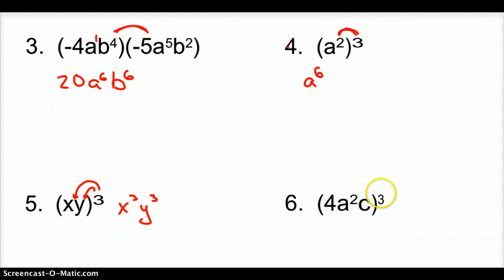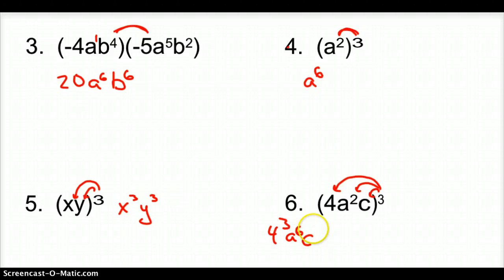Same with 6. Now we have 3 different things inside those parentheses, so that 3 has to go to the 4, it has to go to the 2, and it has to go to the c. Well, when it goes to the 4, it's just 4 to the 3rd for right now. And then remember, it's a power to a power when we go to a squared, so it's going to be a to the 6. Just look at number 4, it's the same thing as number 6. And then c to the 3rd. Now if we keep going with this, 4 to the 3rd, we want to multiply that out, put that in the calculator, so it's going to be 64, a to the 6th, c to the 3rd.